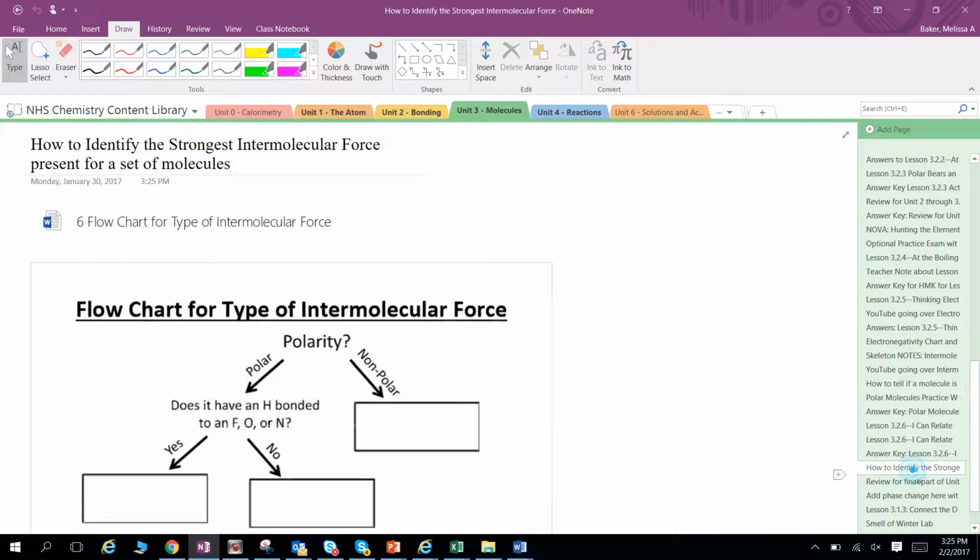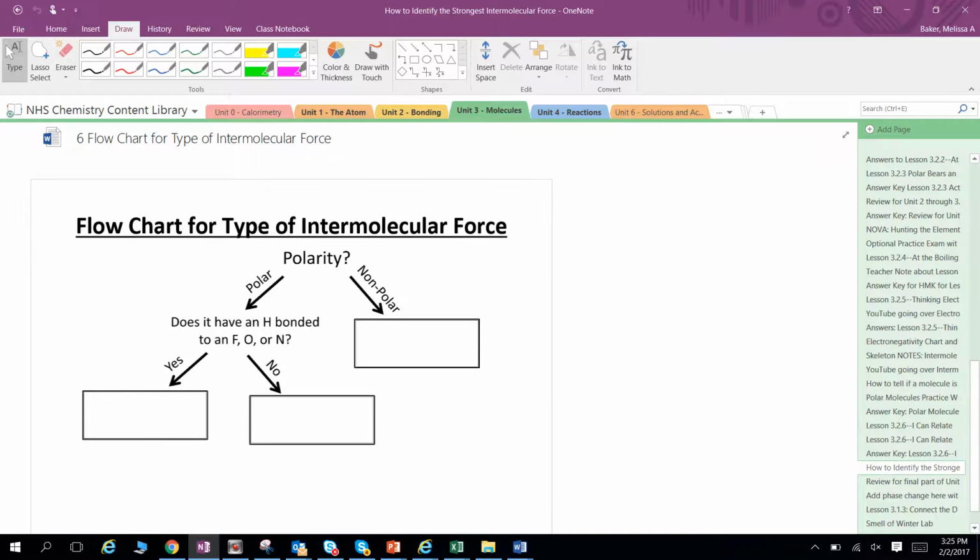Another helpful flowchart: how to identify the strongest type of intermolecular force. If something is nonpolar, it automatically has the weakest forces between molecules. But if something's polar, you have to ask yourself an additional question. Does it have a hydrogen bonded to an F, an O, or an N? If yes, that's the strongest type of intermolecular force possible, the hydrogen bonding force.